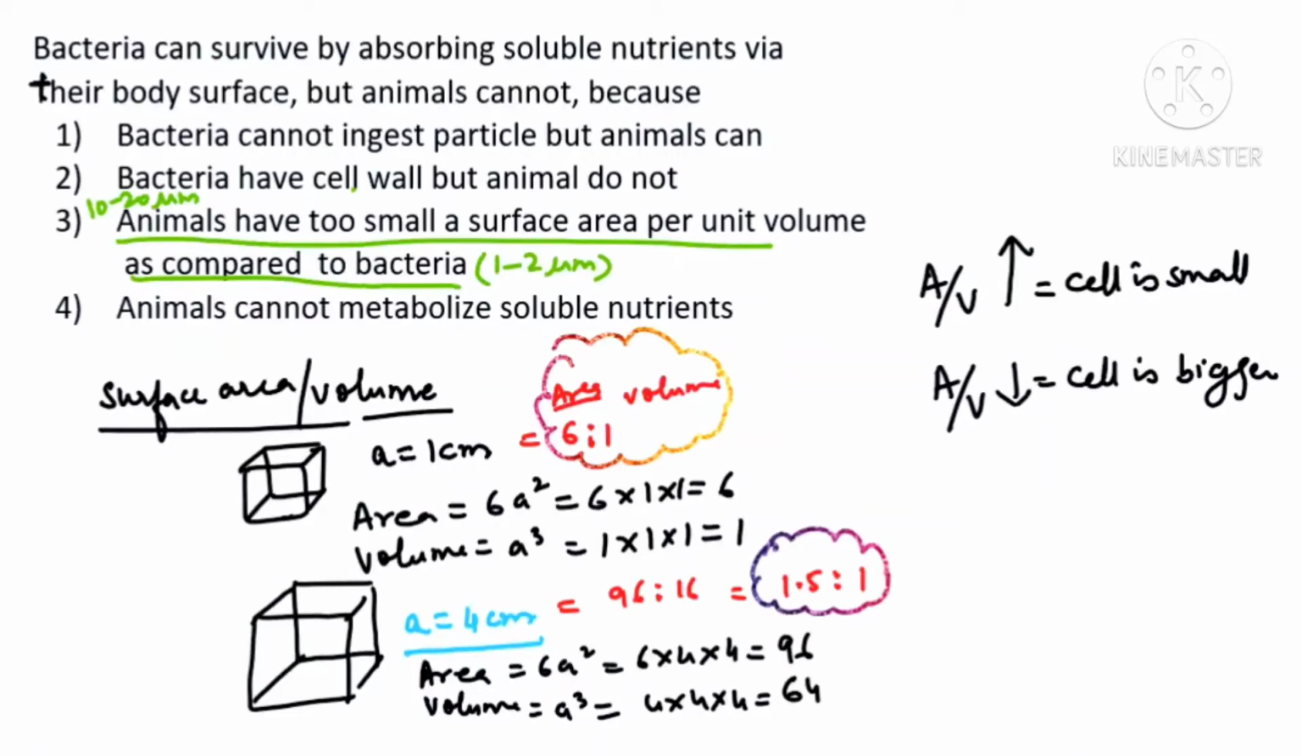Area is low. And as a result, diffusion will not be easy. So they don't take the nutrient by the method of absorption. So I hope by this you are getting the answer, it is the third option. Understood? Now let us move to the next question.